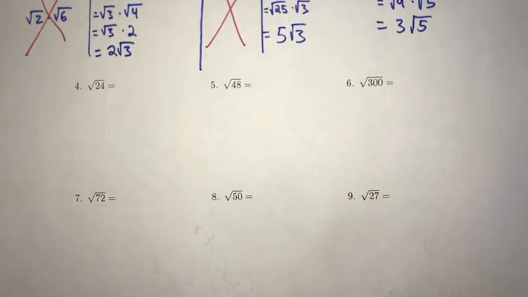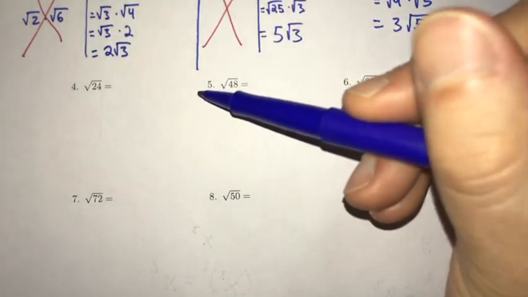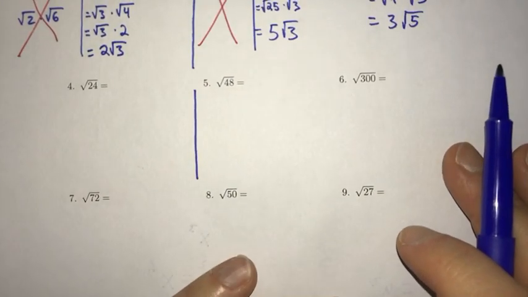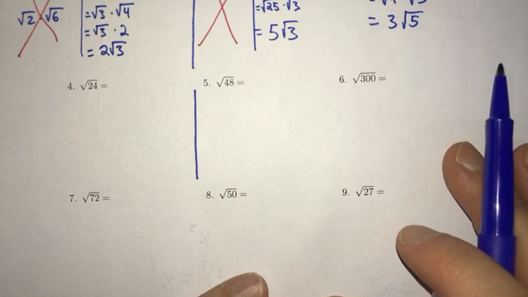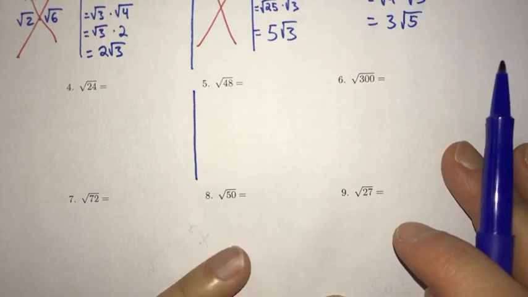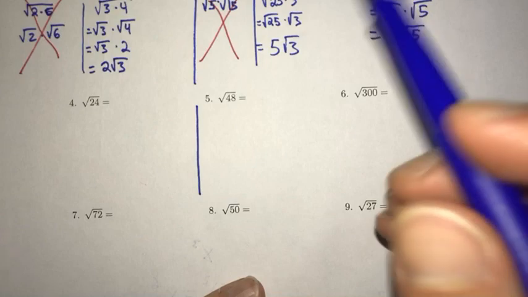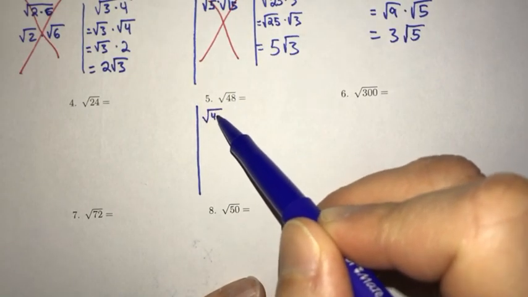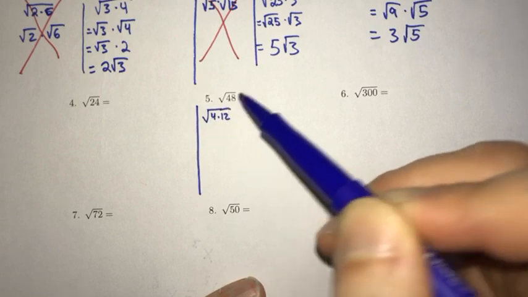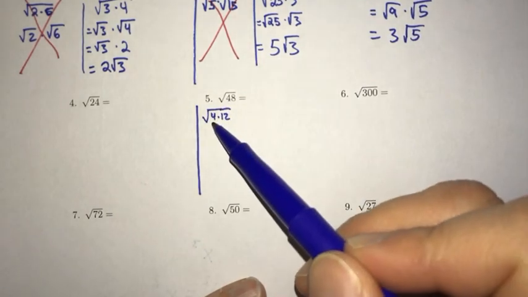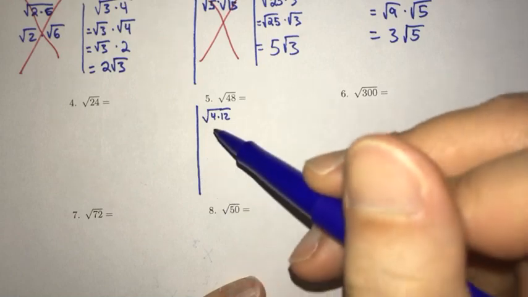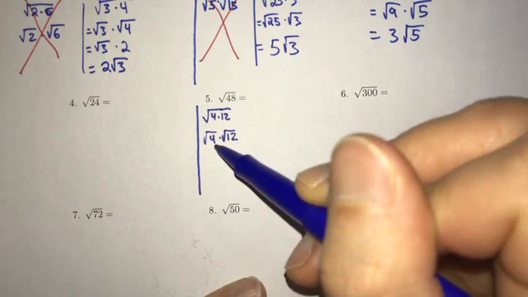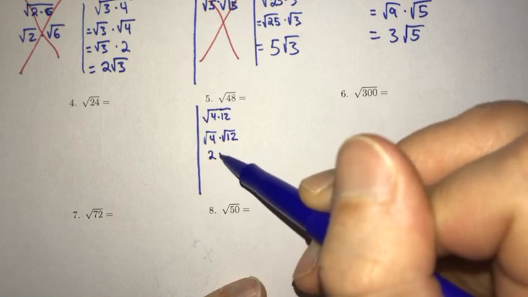I'm going to leave a couple of these for you to do on your own. But this one right here, square root of 48. We need to split it up into two numbers, one of which we know the square root of. Now there's a couple ways of doing this. One way would be to break it up into 4 times 12. 4 times 12 is 48, and we know the square root of 4. What this would become is square root of 4 times the square root of 12, and then the square root of 4 is 2.